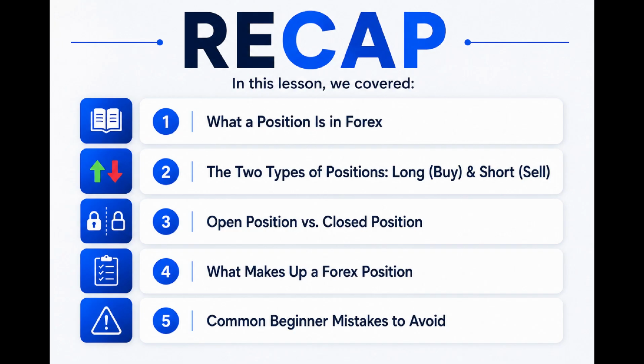Let's quickly recap what we've learned today. Today, we've learned that a position is simply an active trade in the Forex market. The moment you buy or sell a currency pair, you open a position, and that position remains active until you decide to close it. We've also learned that there are only two types of positions: a long position, also known as a buy position, and a short position, also known as a sell position.